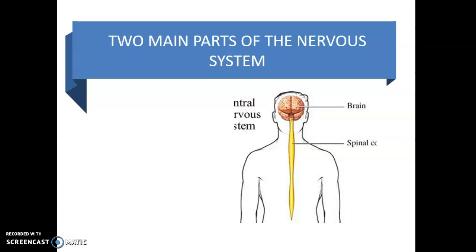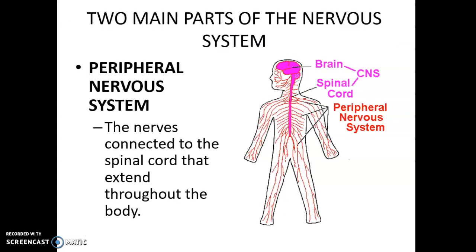There are two main parts of the nervous system. The central nervous system consists of your brain and spinal cord. And the other main part is the peripheral nervous system, and this is the nerves connected to the spinal cord that extend through the body. So you see the pink is the central nervous system and the red is the peripheral.